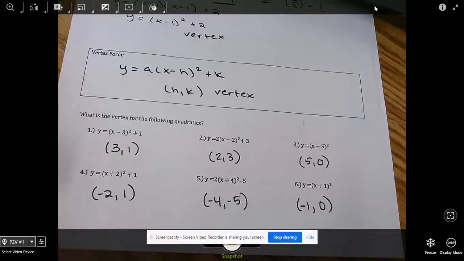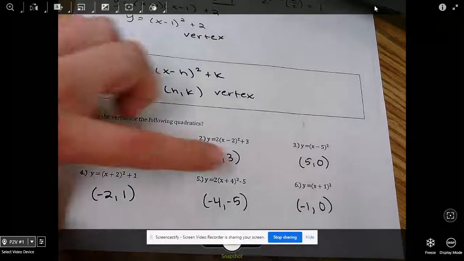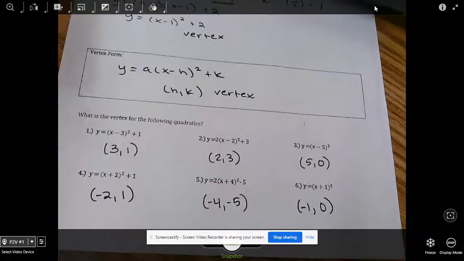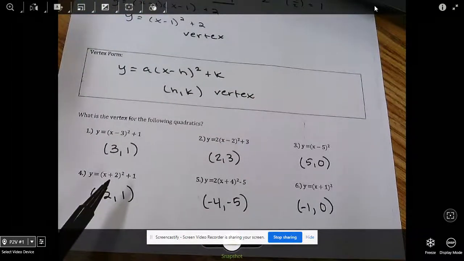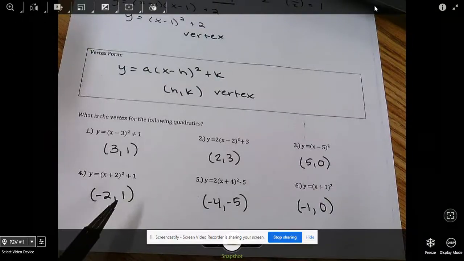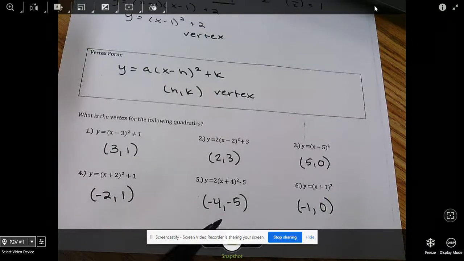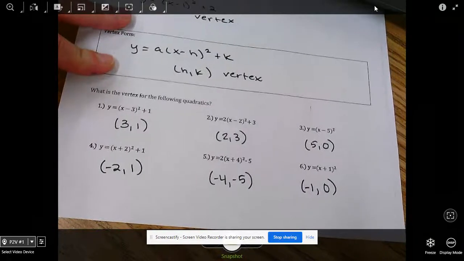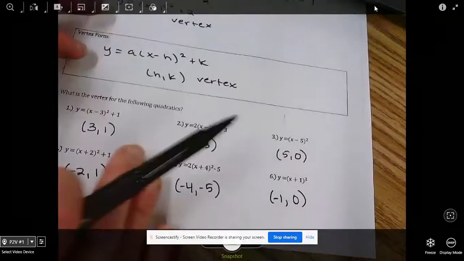Okay, it's actually a positive 3 and a 1, a 2 and a 3, a 5 and a 0, because there's nothing there. If it's positive, that means it was negative, negative. So it's a negative 2, 1, a negative 4, negative 5, and a negative 1, 0. Okay, put stars or circle anything that doesn't make sense and you need to talk about.